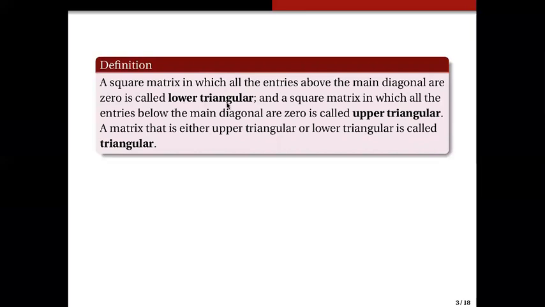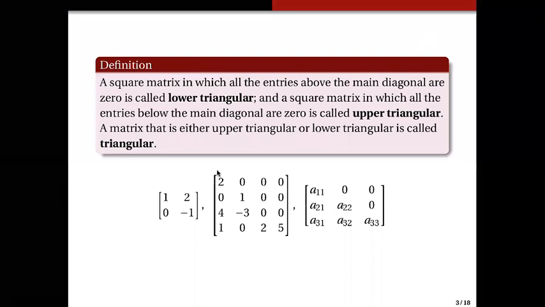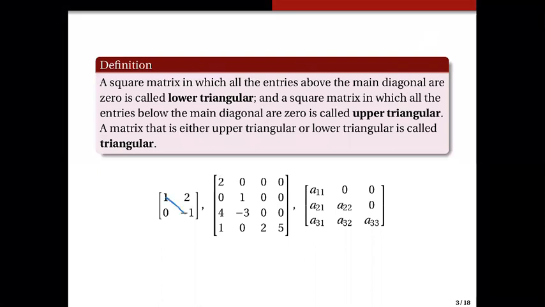As I have mentioned, we will see why they are triangular, and in particular why they are called lower and upper triangular matrices. For example, we have these 2 by 2, 4 by 4, and 3 by 3 matrices. For the first one, I can draw this triangle here. And notice that this is a triangle which is on the upper part of the matrix. So this is an upper triangular matrix.